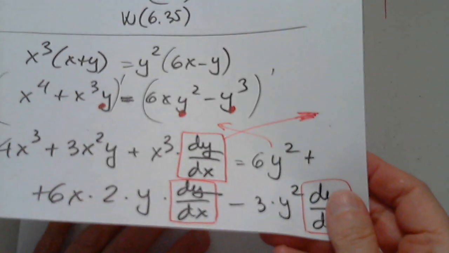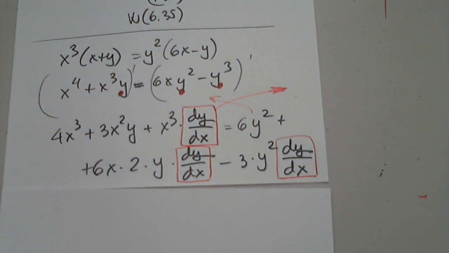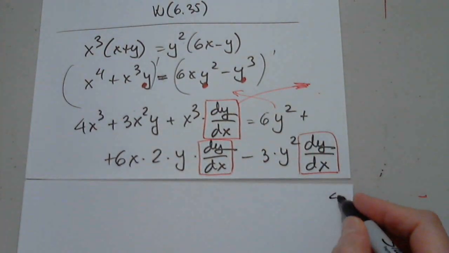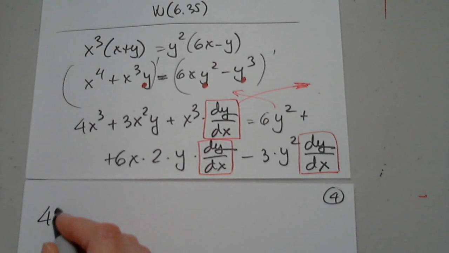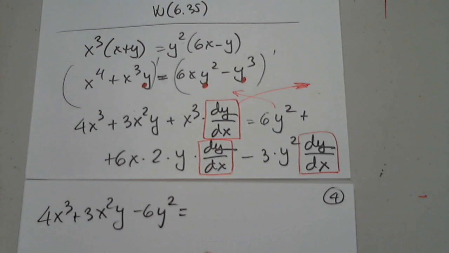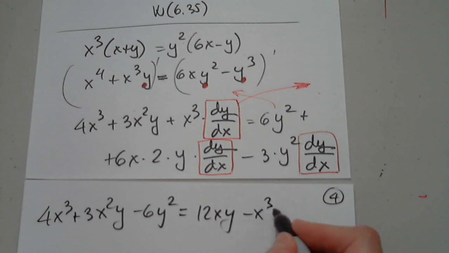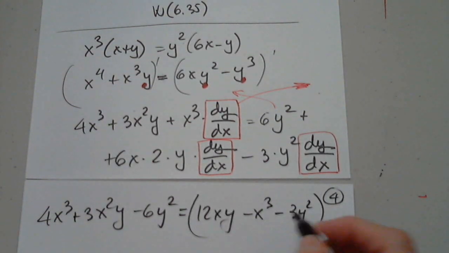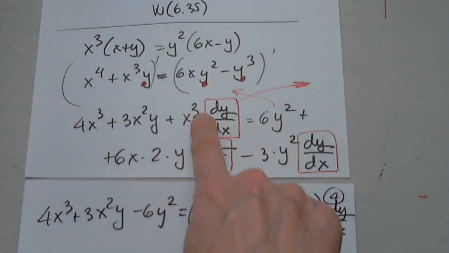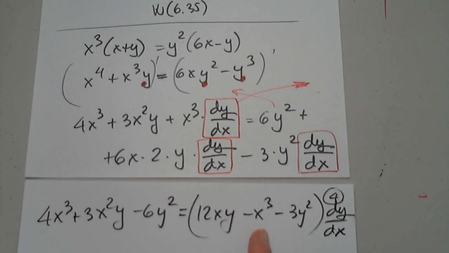So then, what do we have here? I'm on page 4. So I have 4x cubed plus 3x squared y minus 6y squared equals. I start with this, 12xy minus x cubed and minus 3y squared, everything multiplied by dy over dx. So this term is positive on the left, it will become negative on the right. This is 12xy, and this is negative 3y squared. This is what I'm after.